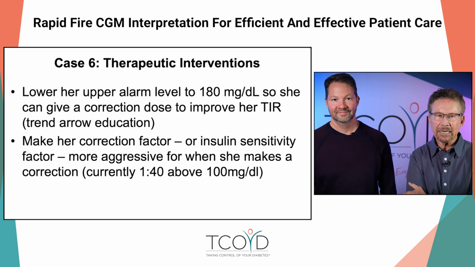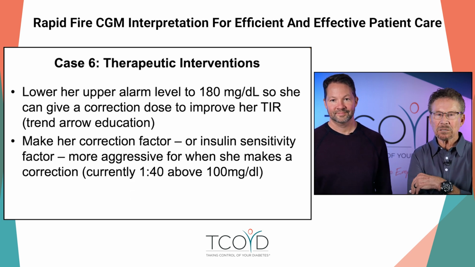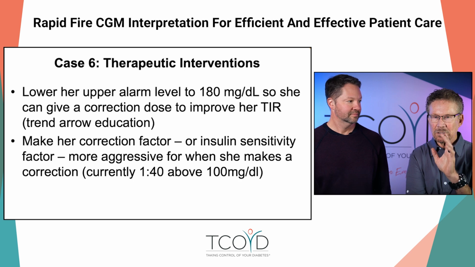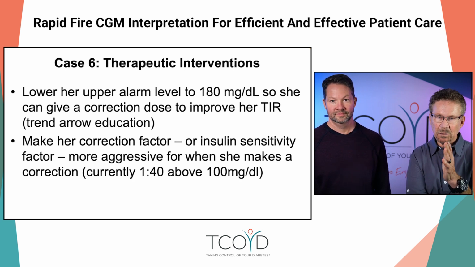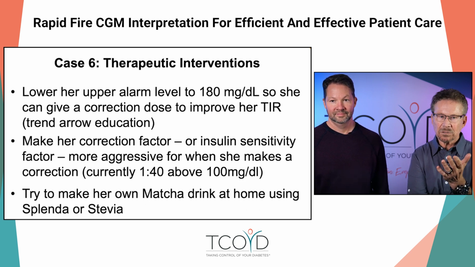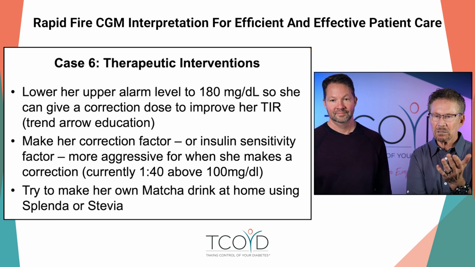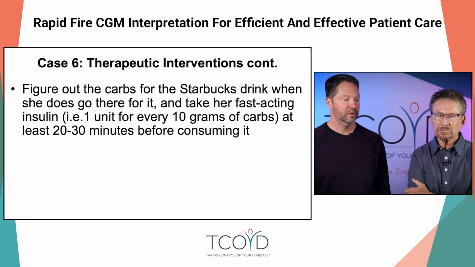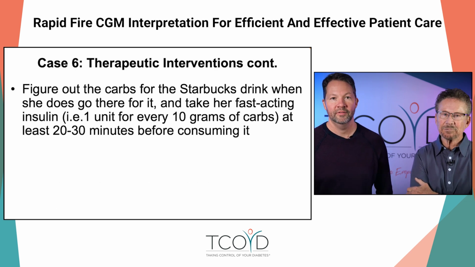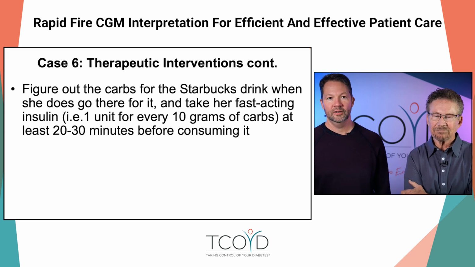We talked about that. We made her correction factor, her insulin sensitivity factor, more aggressive so that when she did go up, it was able to bring down her blood sugar, and to try to make her own matcha drink at home using Splenda or stevia. Yeah, people hear things like Jamba Juice and they think it's good for you, or coffee is free. Man, you can get a lot of carbs in those things.